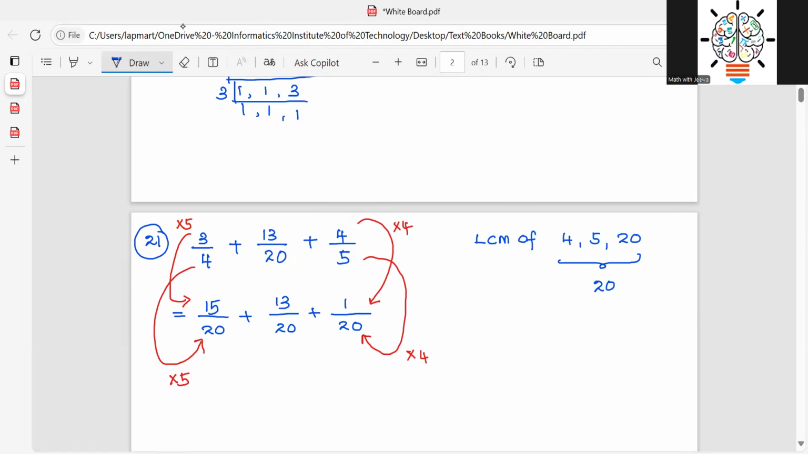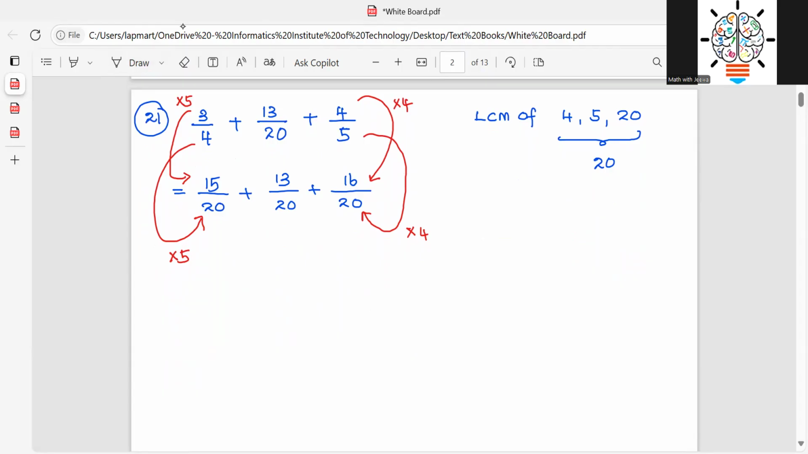4 times 4, 16. So once you get something like this, now you can see all the fractions have the same denominator, children. So when you have the same denominator, you draw the longer line like this and you put 20, and then you have 15 and 13 and 16. You can add them together, 15 and 13 and 16. When you add them together, it gives me 44.